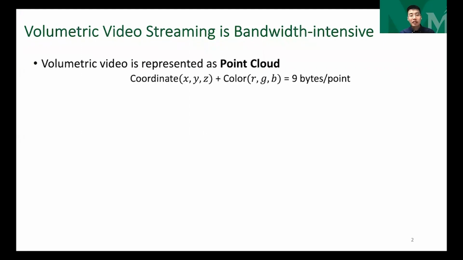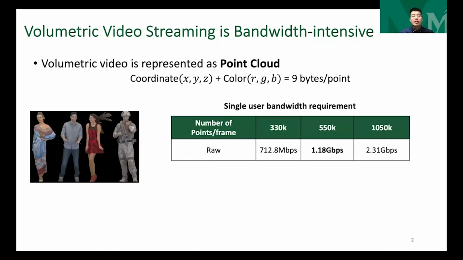In the volumetric video, each frame is represented as a point cloud, where each point includes coordinates and color features. If we use 2 bytes for each coordinate and 1 byte for each of RGB, we need 9 bytes to store a single point. Now, let's take the widely used ATI point cloud dataset as an example to check the bandwidth requirement for a single user. To support 550K points per frame, it requires a 1.18 gigabps data rate.